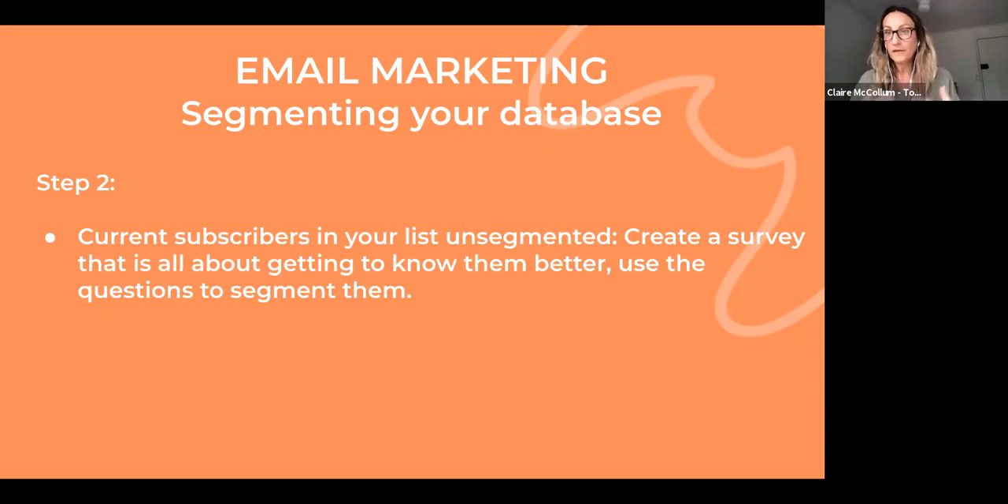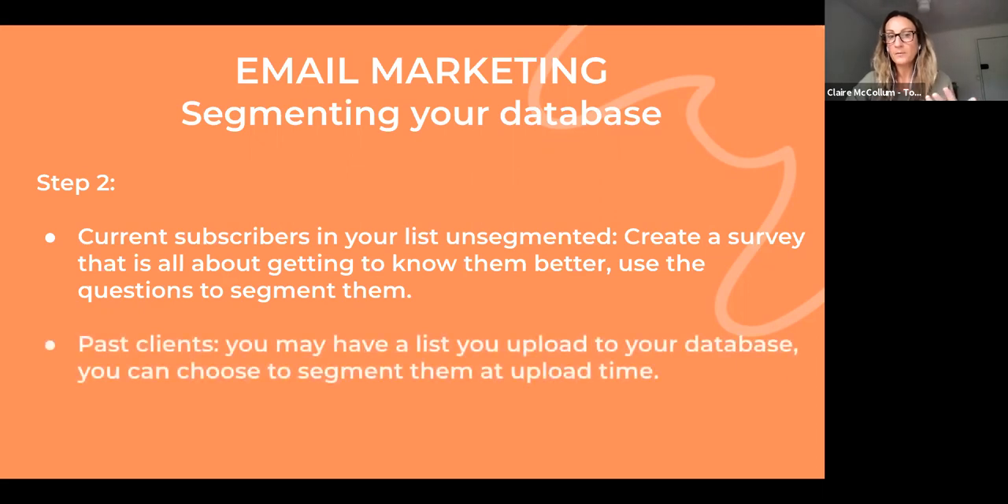So we can create a survey. This will be through whatever platform we use for our email marketing. And then we can use those answers to automatically categorize them. So that's one way that we can do it.